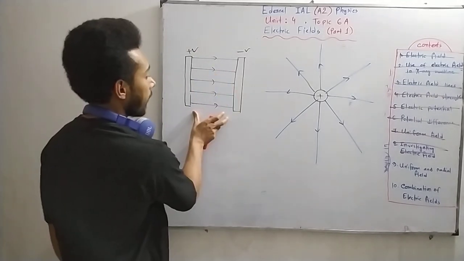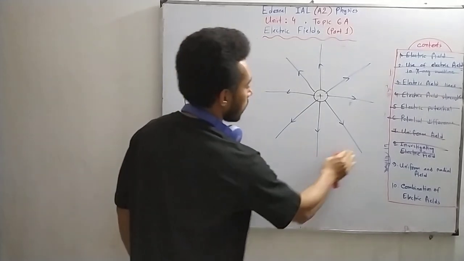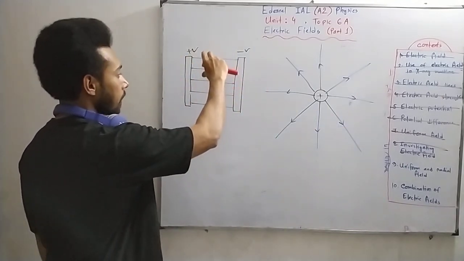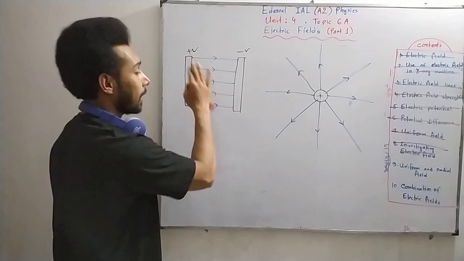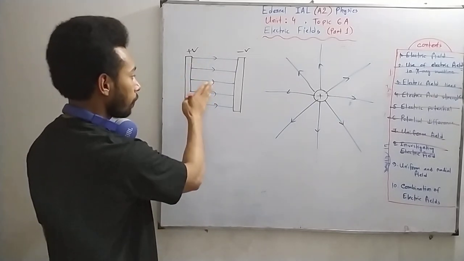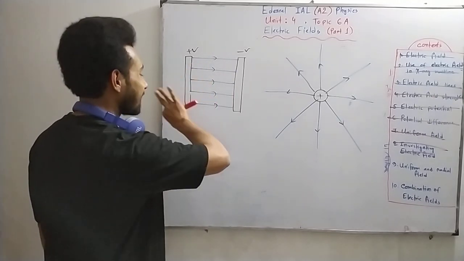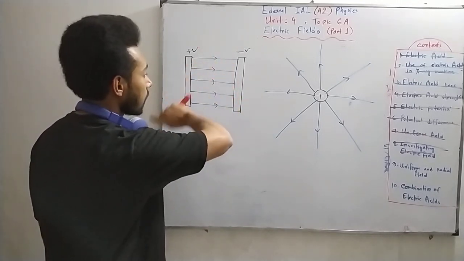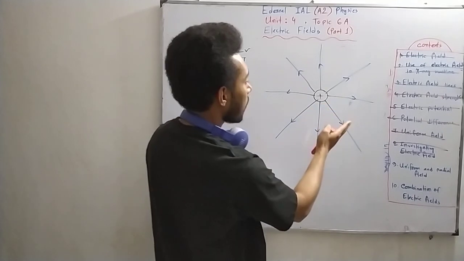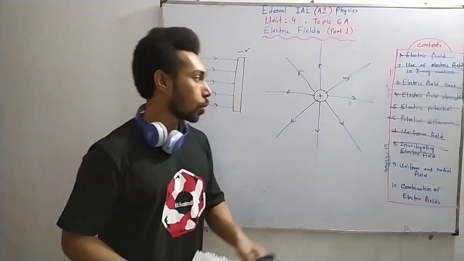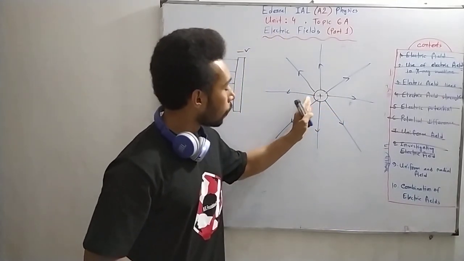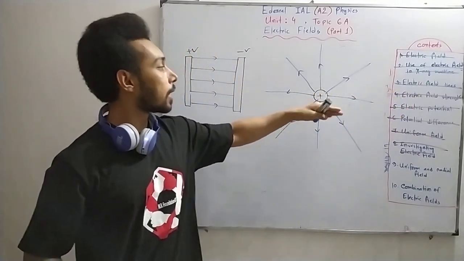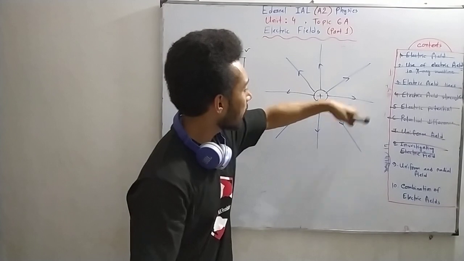Look at this diagram. This is a uniform field and this is a radial field. In this field, the field lines are equispaced and parallel. So the field is uniform and the field strength is the same everywhere within the field. But in this case, the field lines are spacing out as you move outwards.